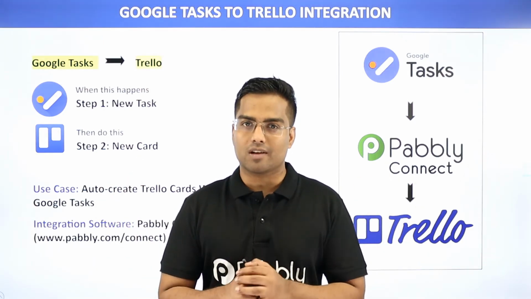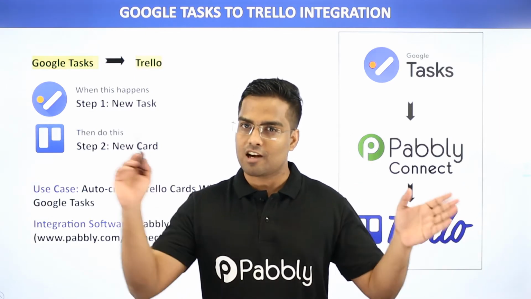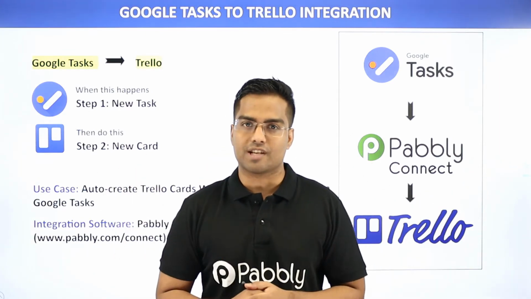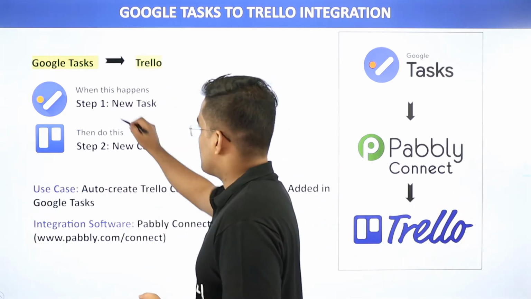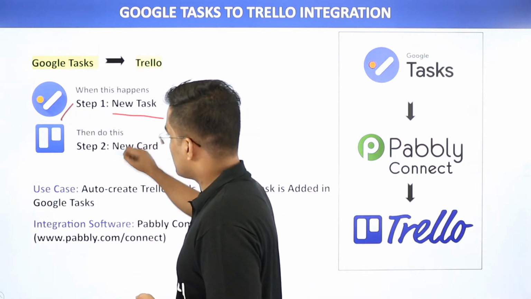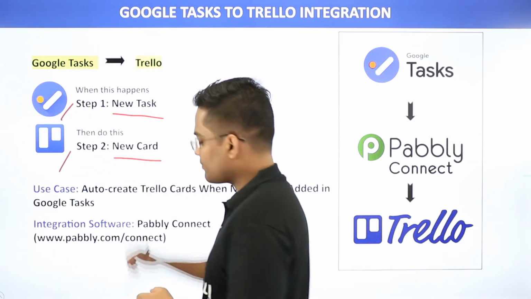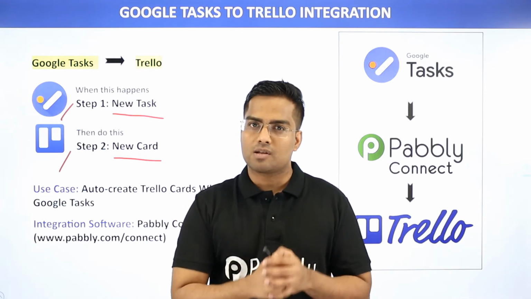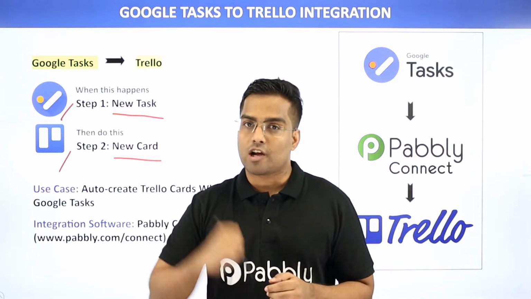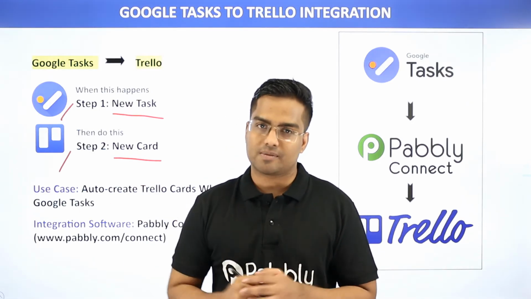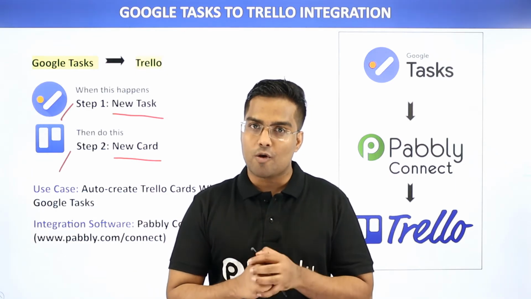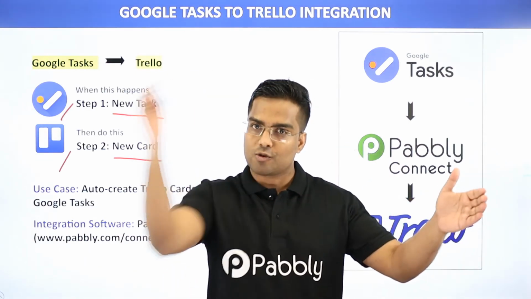So in this video we will learn how to integrate Google Task to Trello. Our use case is pretty simple. When a new task is made in Google Task, it will create a new card in Trello. Now Google Task is an awesome list management software and Trello can be used to build online cards. So what we are going to do is send the data from Google Task to Trello.